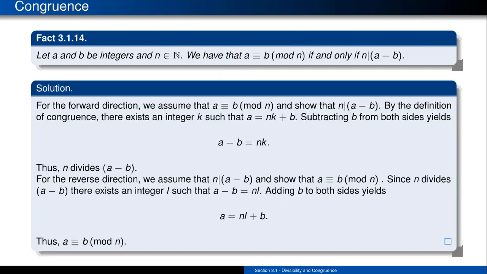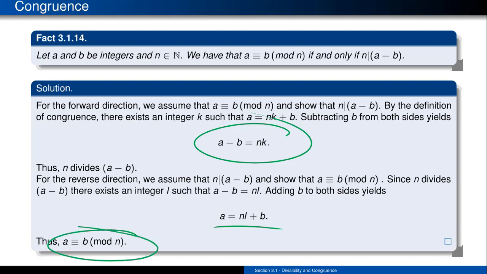What's going to happen is that you're just going to see that it's the exact same step that we just saw. If I assume a and b are congruent mod n, there's some random integer k such that a equals nk plus b. And then you do that subtraction by b and you see that this is exactly what the definition of divides means. For the reverse direction, you assume that n divides a minus b, and in this case, you're going to see that there's some integer L such that a minus b is equal to nl, and then you add b to both sides. You see that a is equal to nl plus b, and that's exactly the definition of what it means to be congruent in this case.